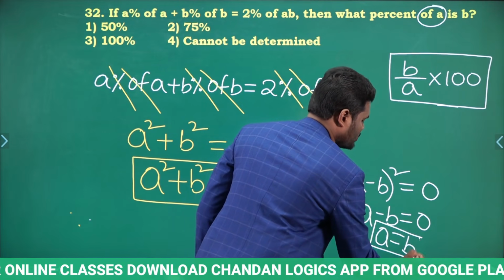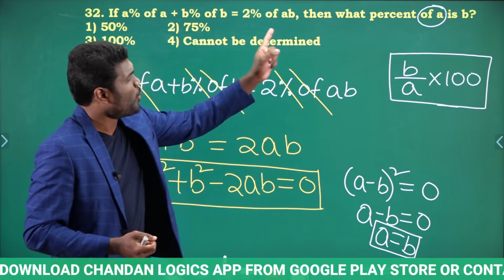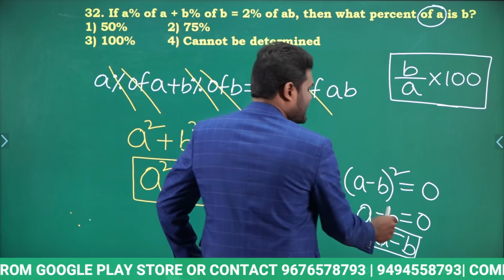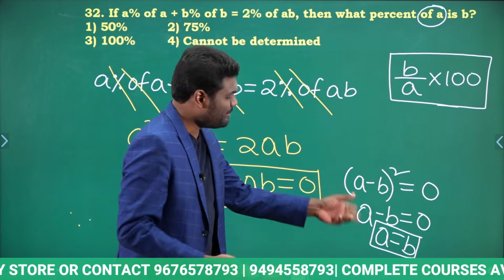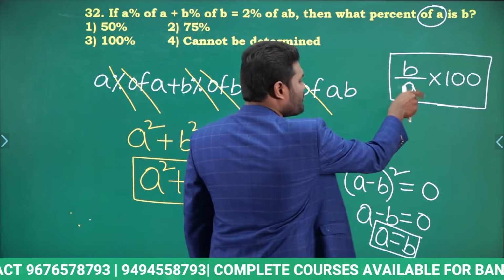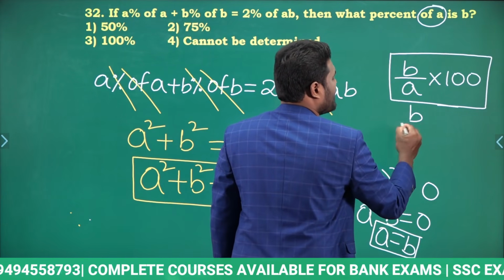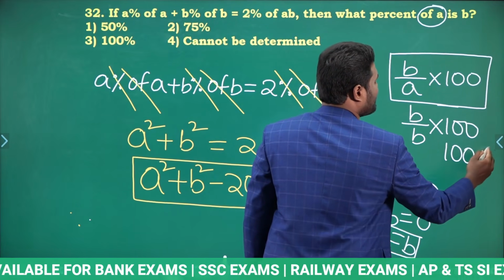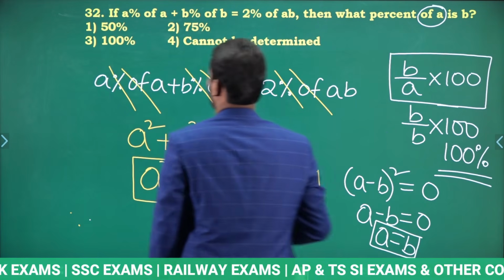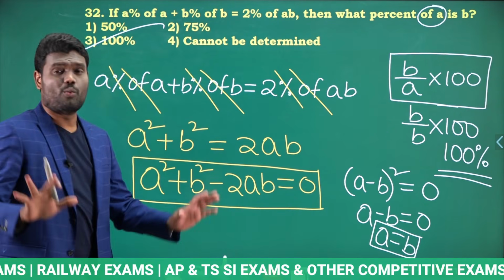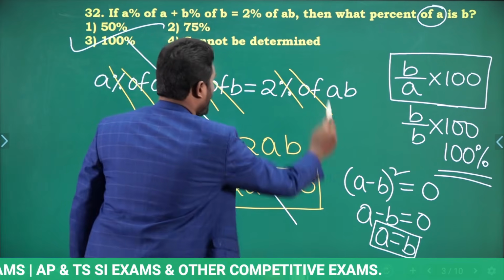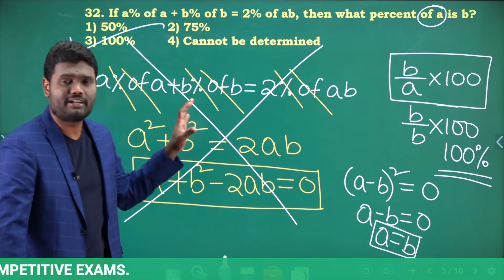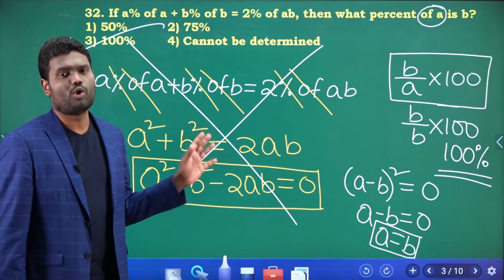If A is equal to B, my question is to find what percent of A is B. What percent of A is B means in place of B I can replace A, or in place of A I can replace B. In place of A, if I replace B, now it is going to be B by B into 100. Now B by B into 100 is the same as 100%. Yes or no? So the answer is nothing but 100%. Very simple question. And truly speaking, all this calculation is not required. This is just for the purpose of understanding. I have written it in detail, but truly speaking, you will not do all this calculation.